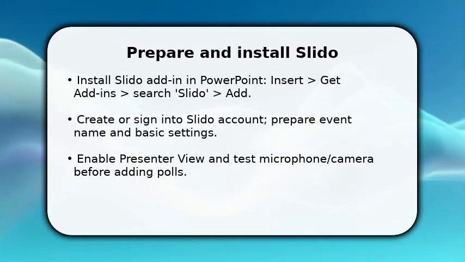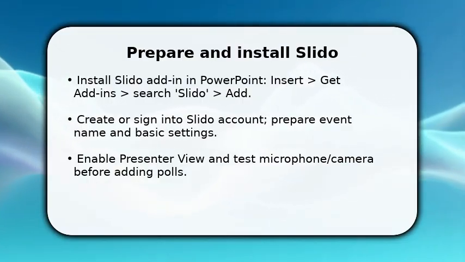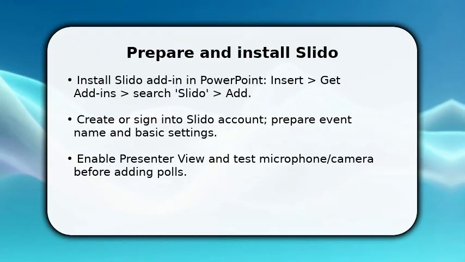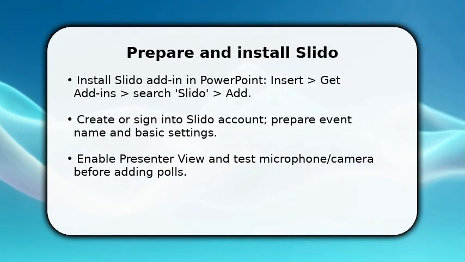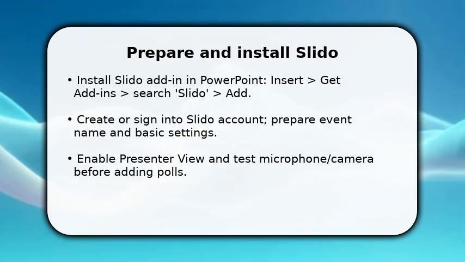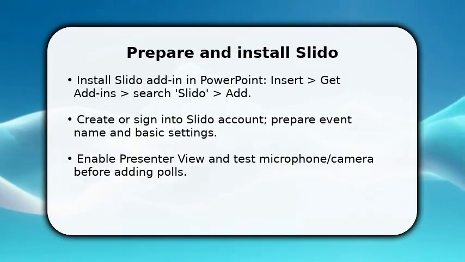You start by installing and signing into Sli.do so integration is immediate. Open PowerPoint, add the Sli.do add-in, and log into your Sli.do event. This links your slides to live interactions. Once done, enable presenter view and confirm mic and screen settings so polling and queue work smoothly.